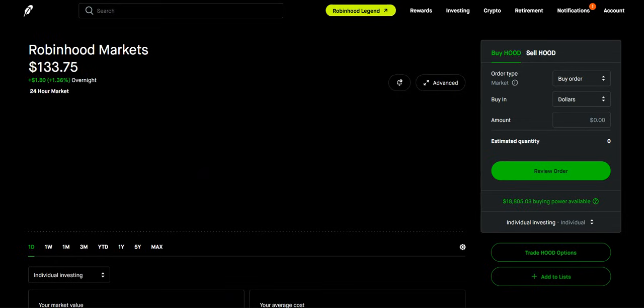Next, we got Hood. This is Robinhood. This is the actual Robinhood stock itself. And I wish I had a bigger position in this. Wish I got it earlier. I did have it at one time, sold out and got some profit, right? All right, but so right now it's at 133.75, right? It's up $1.80 in the overnight market.